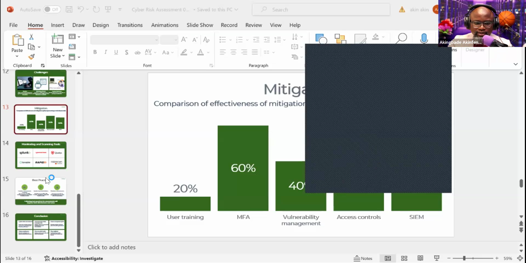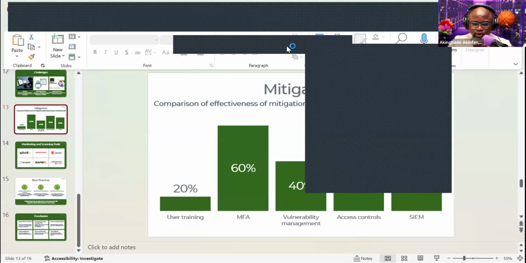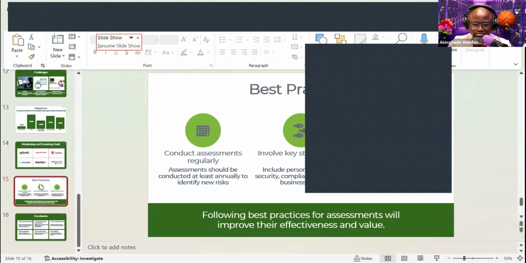All right, we're almost done here. So let's keep it simple. Best practices: always conduct a risk assessment. Listen, man, if you're in an environment and you ask them, was a risk assessment conducted?